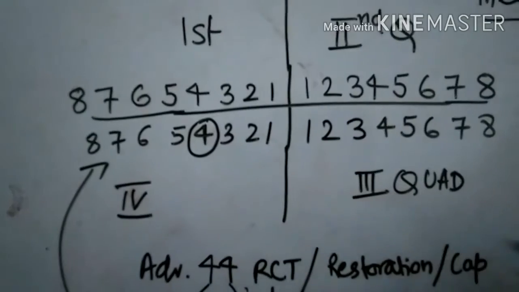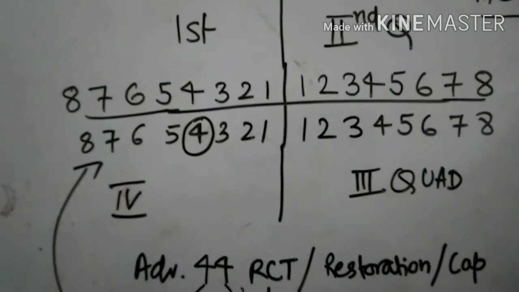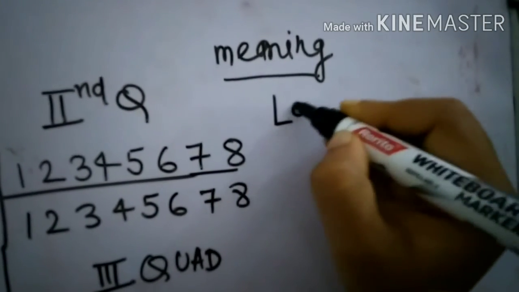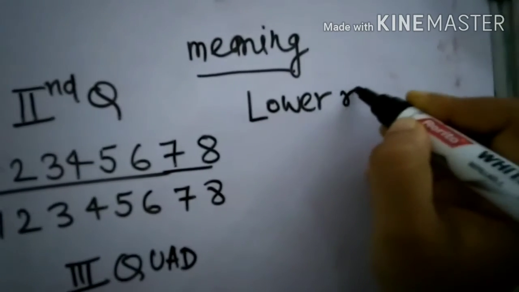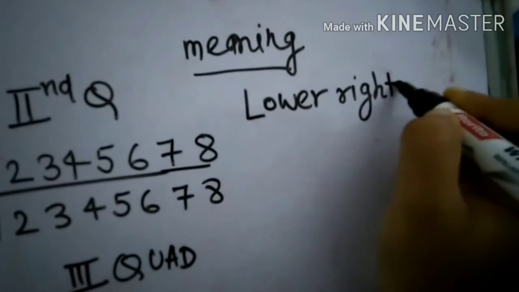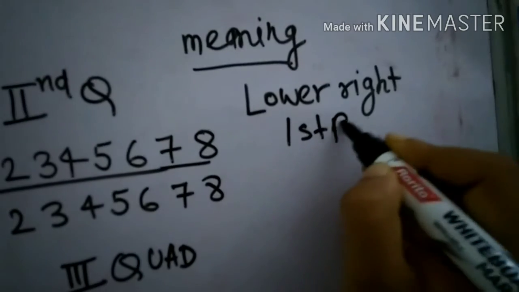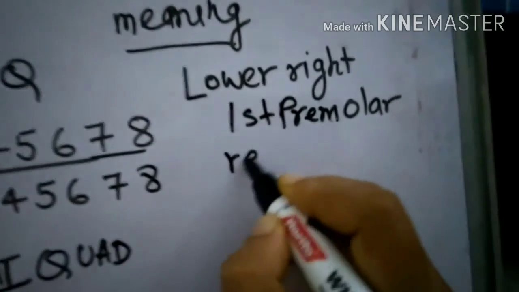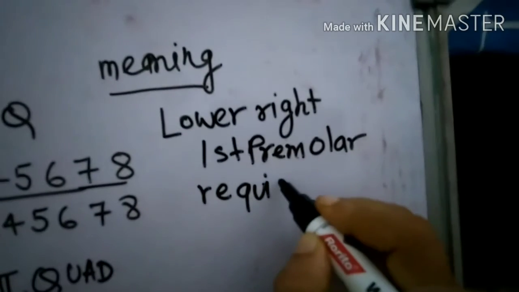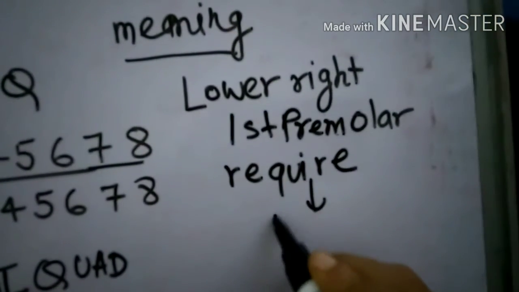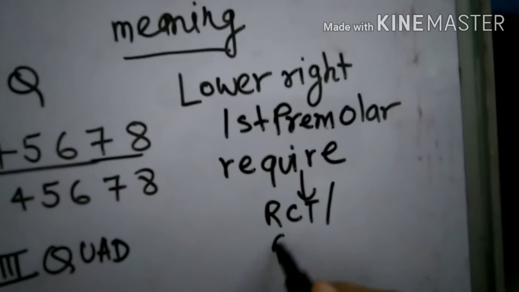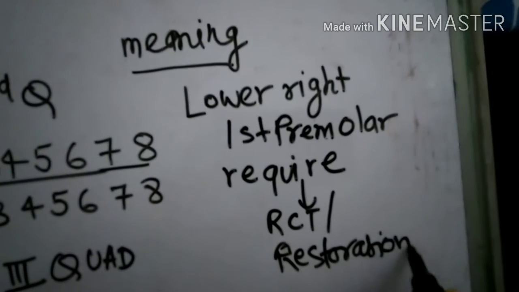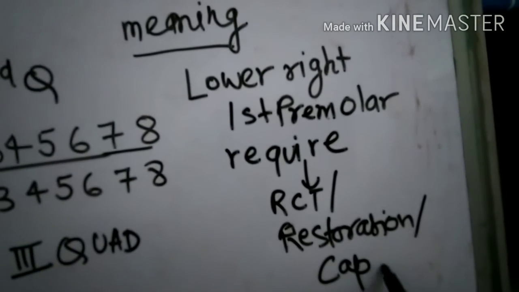Fourth quadrant, 4 number tooth. Remember. That means you require a root canal in lower right first premolar. It's very important. Remember, you guys, because you should be aware of what is happening in your mouth, which tooth the dentist is working on, what the dentist is talking about.